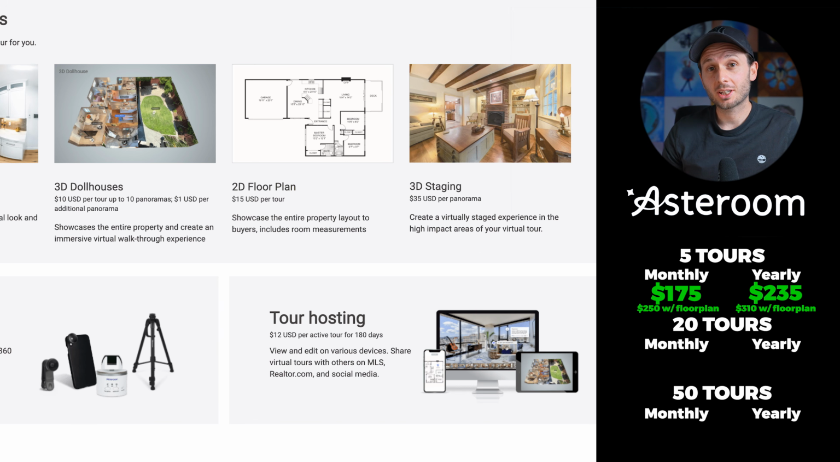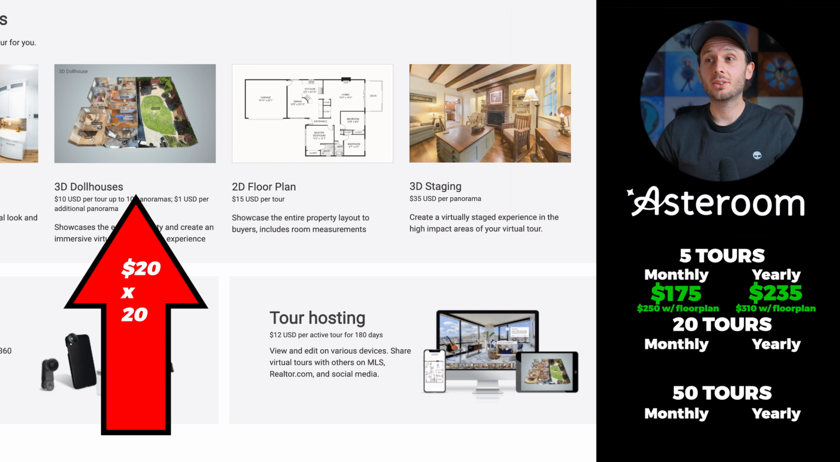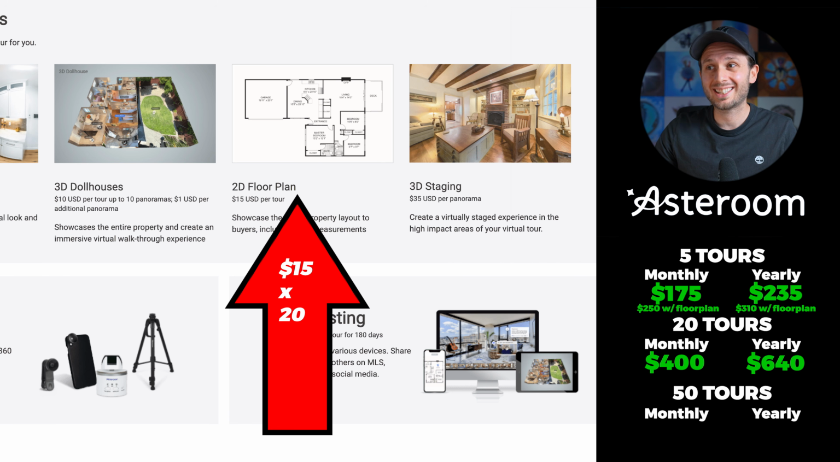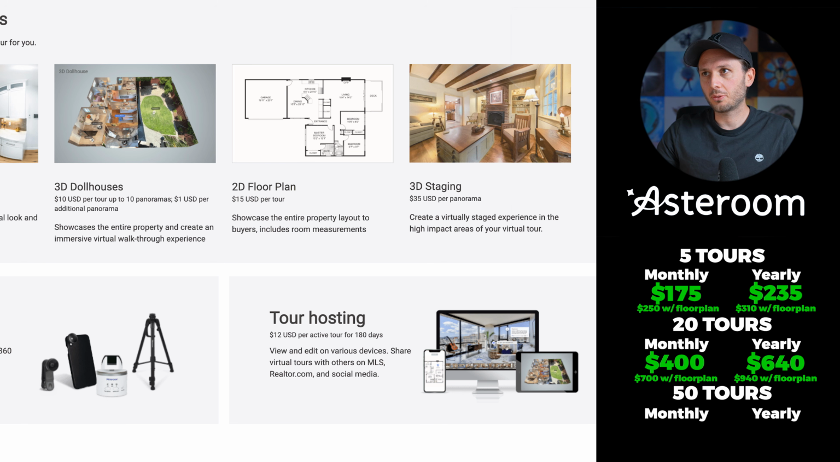For 20 tours, we're going to take our original $20 that we got from the 20 photo tour with the Dollhouse and times that by 20, which is $400. To extend the hosting to a full year, it's going to be $12 times 20 photos, which is $240. 400 plus 240 is $640. If you did want to add a floor plan, which is an additional $15, that's going to end up as $300 more, meaning the total for 20 tours for 1 year is going to be $940 US.